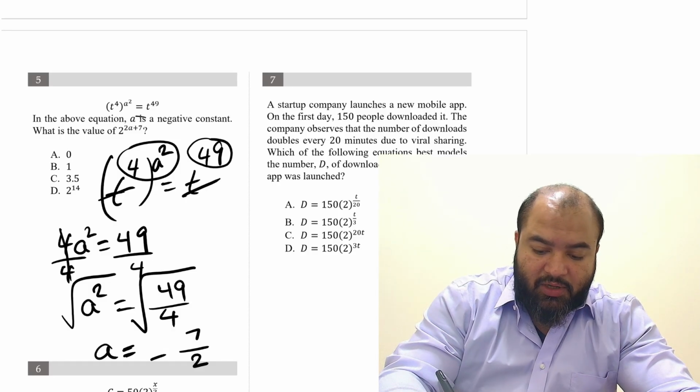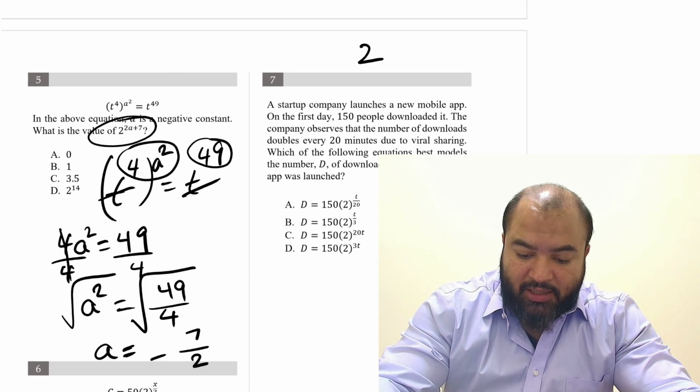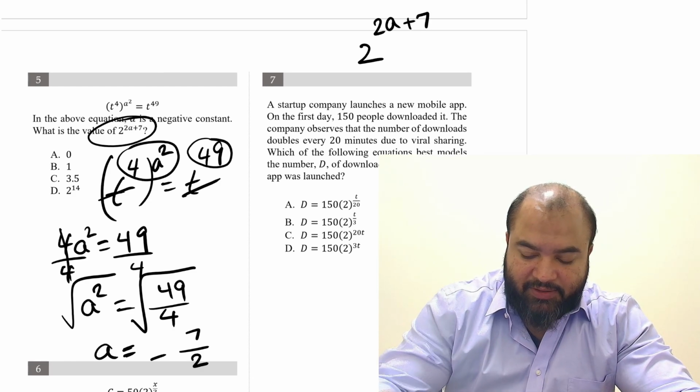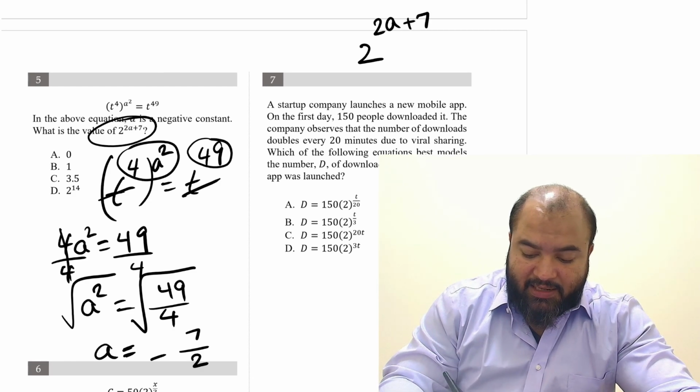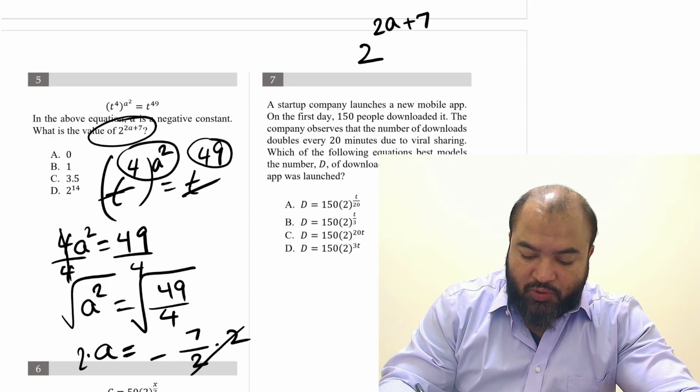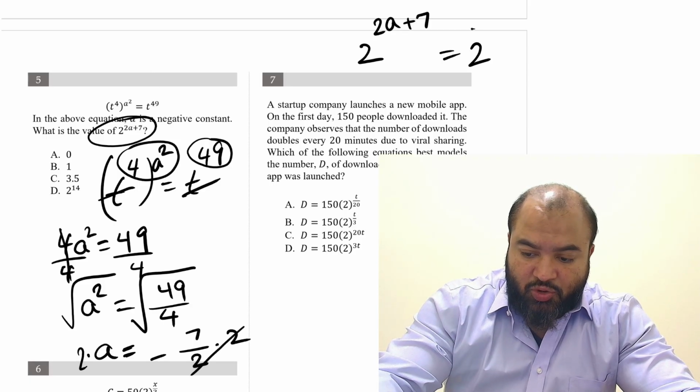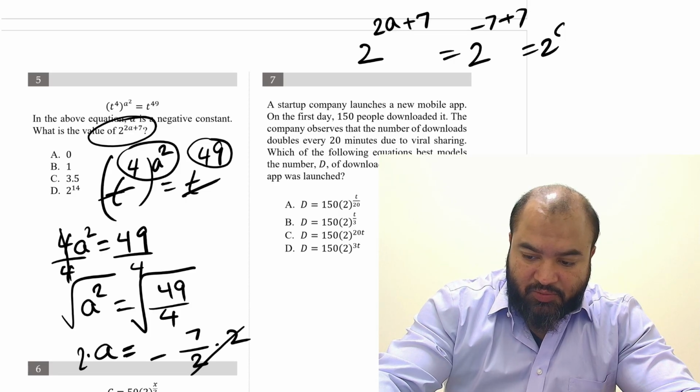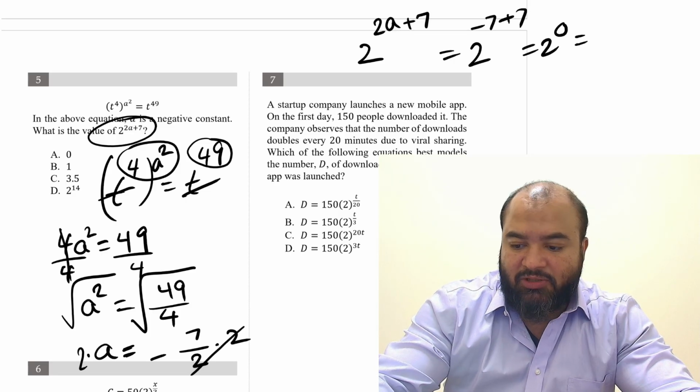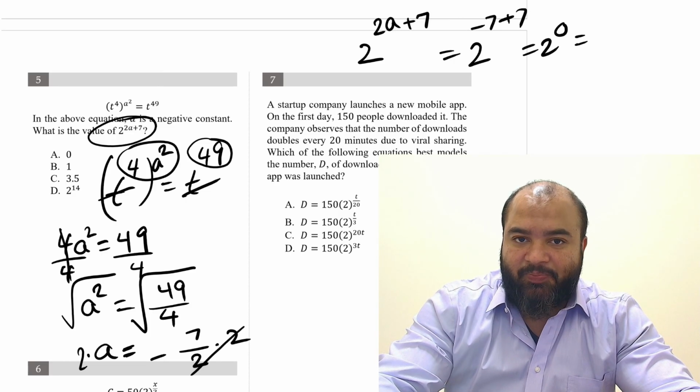So then what is the value of 2 to the power 2a plus 7? Well, if a is that, 2a will be, I can just times it by 2 both sides. So 2a is negative 7. 2 to the power negative 7 plus 7 is 2 to the power 0. Oh, it turns out anything to the power 0 is not 0, it's 1.